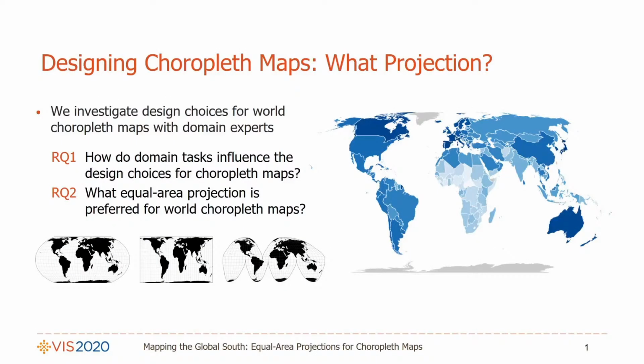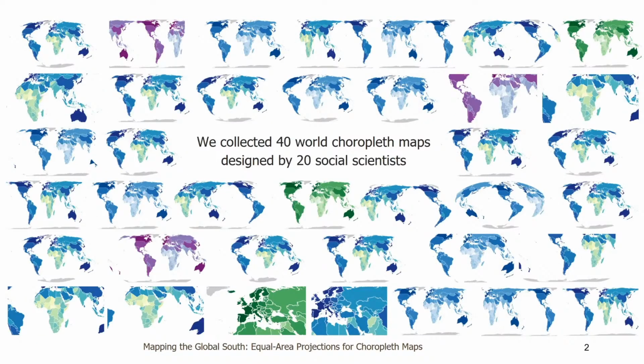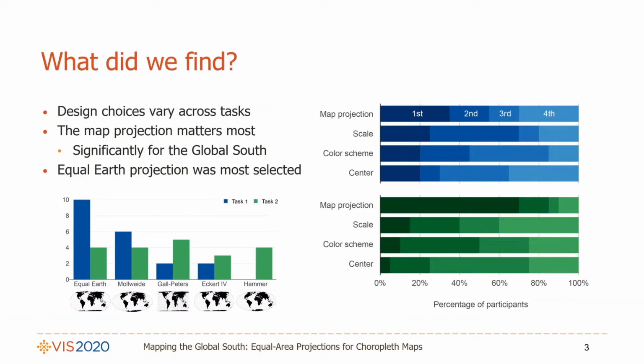In this paper, we investigate design choices for choropleth maps by domain experts. We tackle 2 research questions: how do domain tasks influence the design choices, and what equal error projection is preferred. Through a survey, we collected 40 choropleth maps designed by 20 social scientists, and our analysis suggests that the choices vary across tasks, the projection was most important, and the equal error projection was preferred.